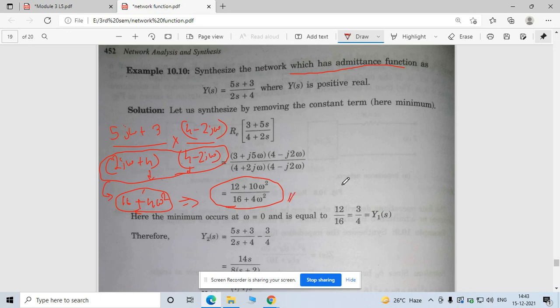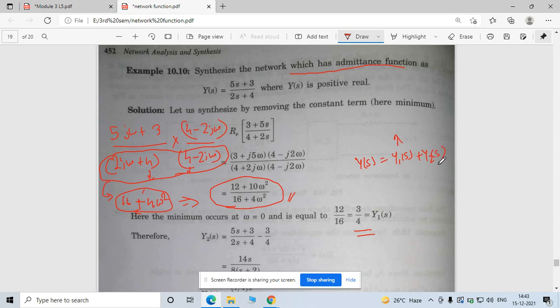Okay. Now, here you have to put the value, omega value is 0. When you put the omega value is 0, you will get this term is 0. So this is nothing but your 12 by 16. When you reduce that, you will get 3 by 4. This is nothing but your y1. Okay. Now, you can say that your total admittance of y of s is nothing but your y1 of s plus y2 of s. Now y1 you calculated.